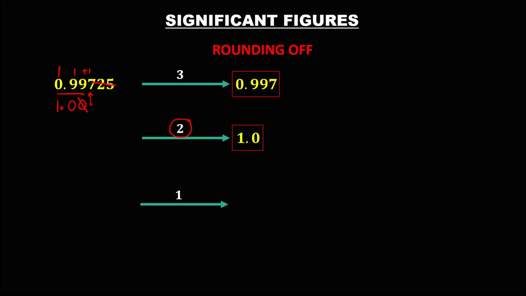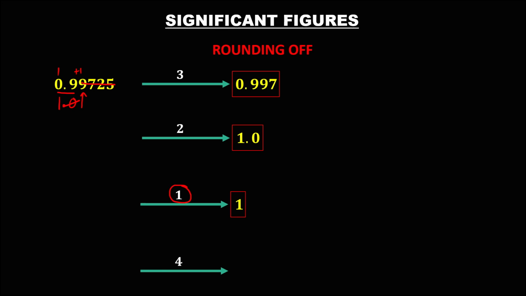Then for this given, for 1 significant figure, this is the 1 significant figure. Then we need to drop this decimal. Since this one is 9, therefore plus 1. So 9 plus 1 becomes 10, so 0, carry 1. So this is 1.0. But since we need 1 significant figure, drop this 0. So therefore this is 1.